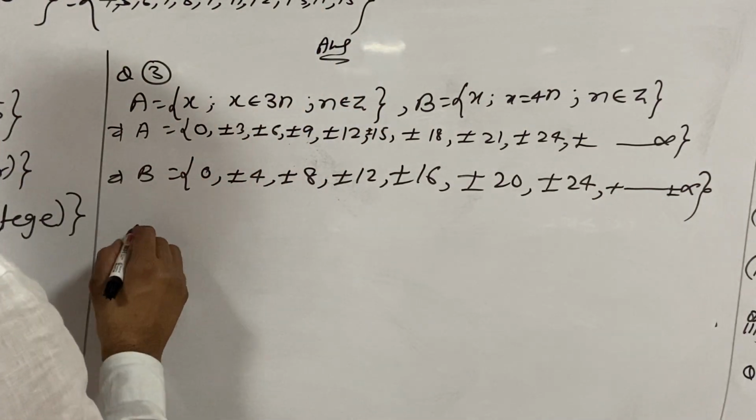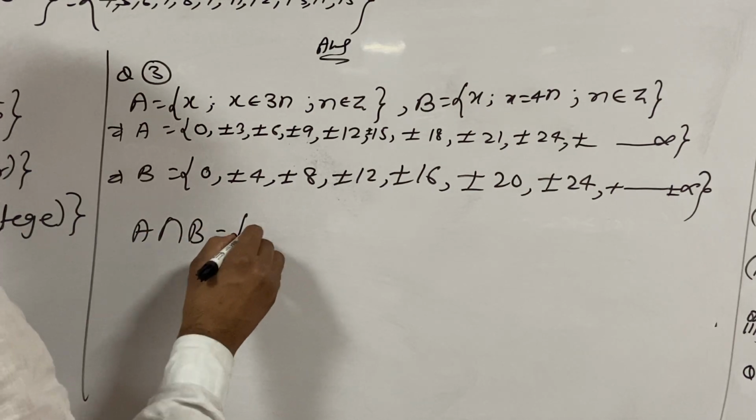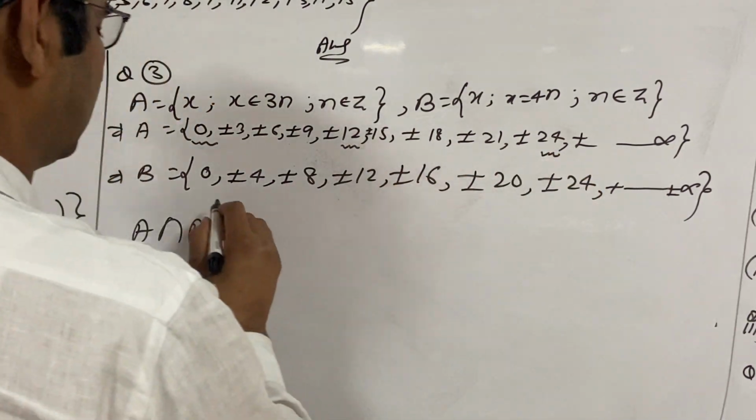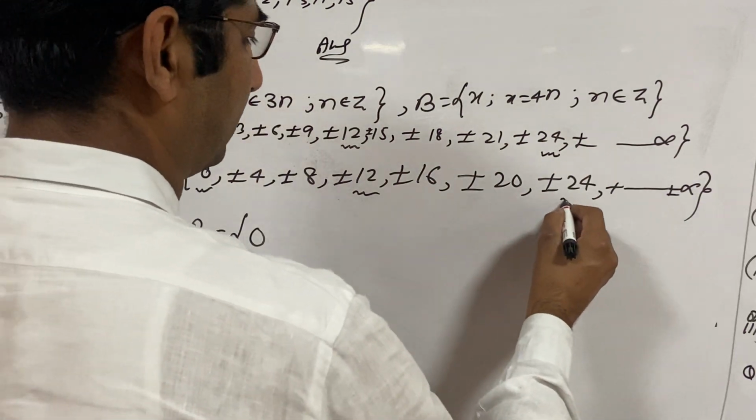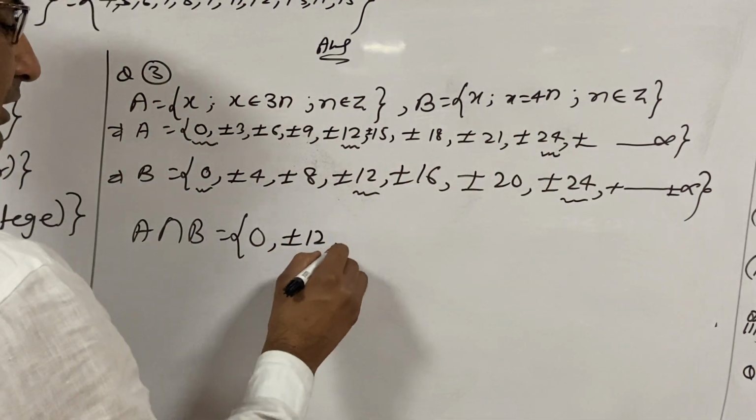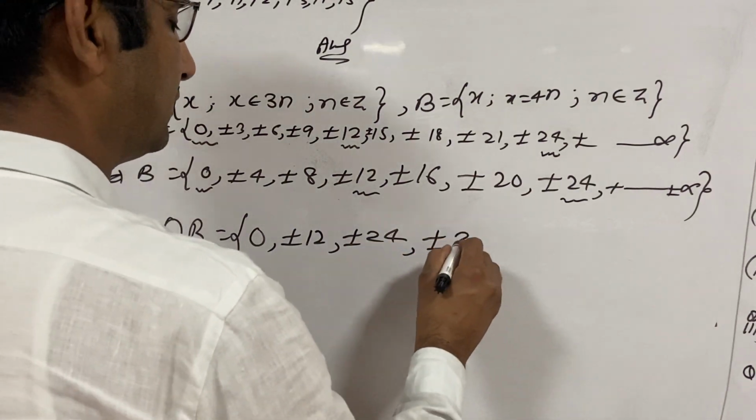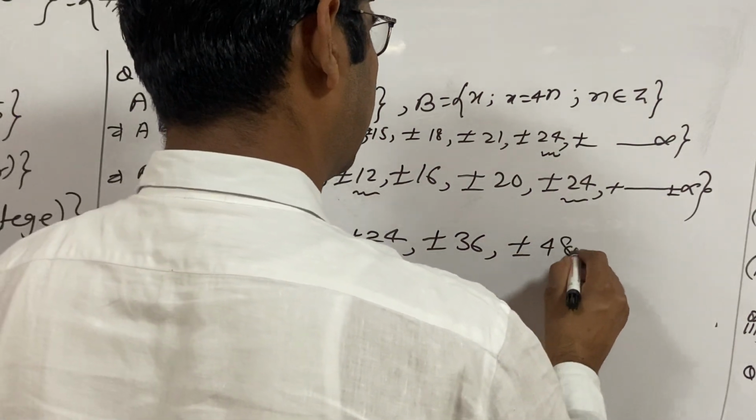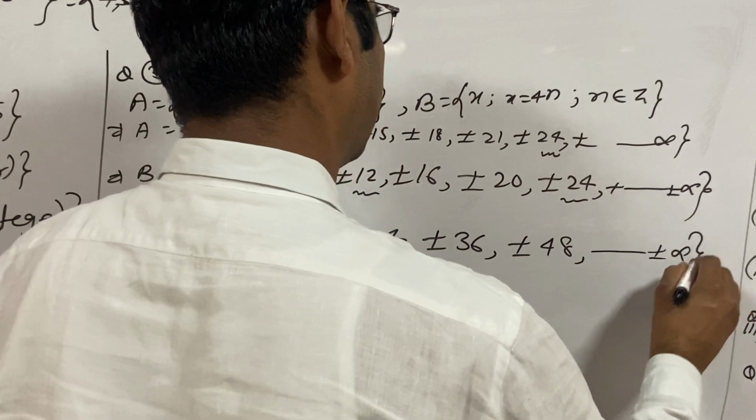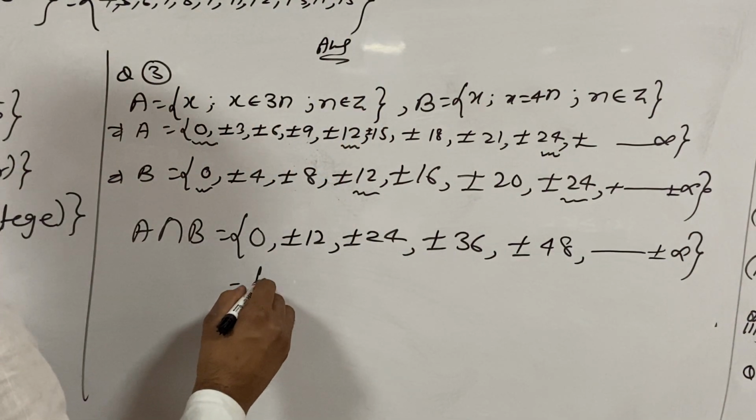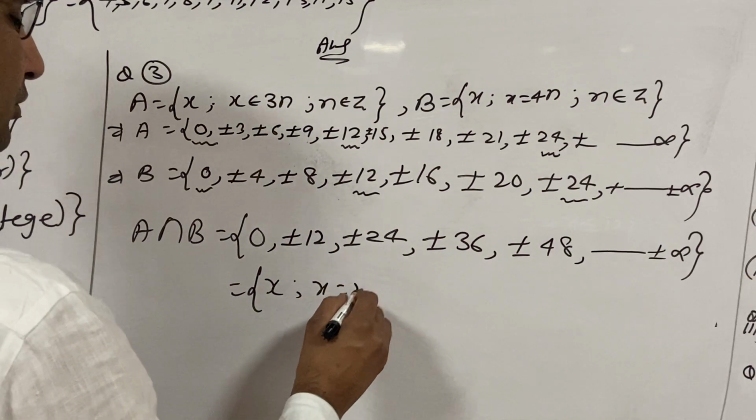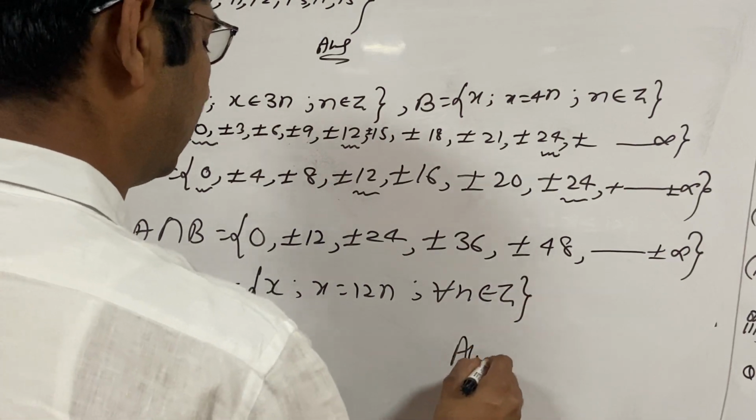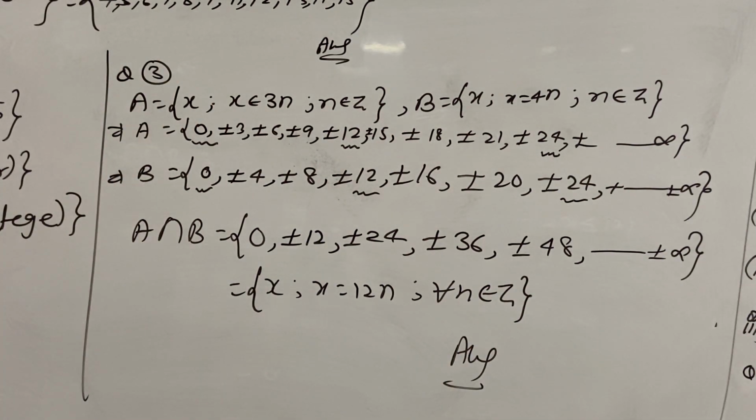कुल मिला के बात हुआ कि A intersection B चाहिए हमें common. 0 तो दोनों में है ही, 3 और 4 का multiple 12, 24, I mean 0, 12 और 24, या 0, plus minus 12, plus minus 24, plus minus 36, 12 का multiple चाहिए, plus minus 48 and so on up to plus minus 50. इसको rule method के according लिखा जाए तो क्या लिखेंगे, x such that x is equal to 12n and for all n belong to integer. I think it is more than that for today lecture.